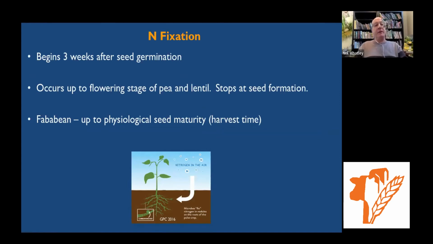Nitrogen fixation doesn't begin right away. It begins 3 weeks after seed germination, and it occurs up to the flowering stage of pea and lentil, and stops at the seed formation stage. However, faba bean fixes nitrogen right up to physiological maturity, so right up to harvest time. That's why you see more nitrogen fixation with faba than the other pulses.